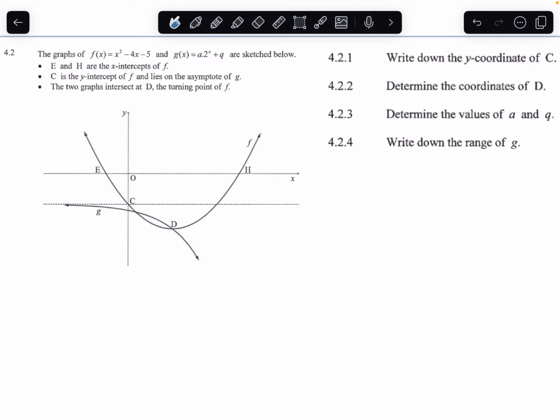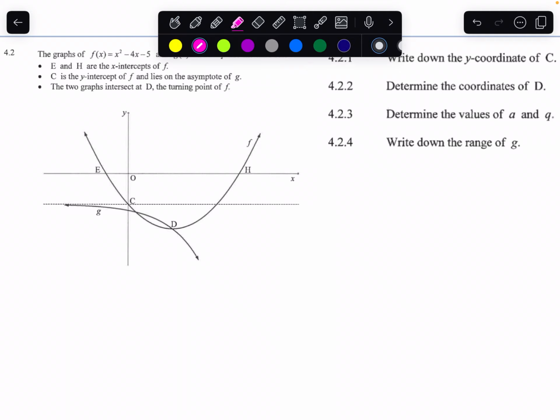The paper that we are looking at today is the department's November 2022 Paper 1. And the question we're focusing on in this video is 4.2. The graphs of f of x is equal to x squared minus 4x minus 5, so that's a parabola, and g of x is equal to a times 2 to the x plus q, so that's an exponential function, are sketched below. Okay, so I'm just going to highlight that for myself.